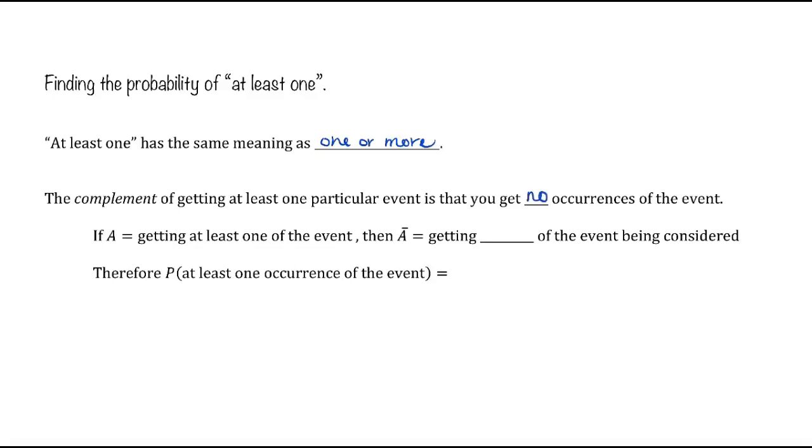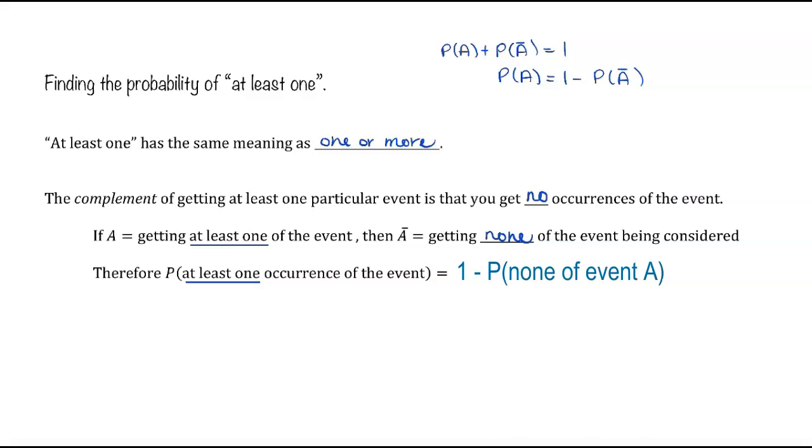If at least one includes one or more, then the only thing left for the complement is that the event doesn't happen at all. Let's add some notation to this. If A is equal to getting at least one of the event, then the complement of A is getting none of the event. We know that the probability of an event A plus the probability of its complement is equal to 1. And from this, we know that the probability of an event A is equal to 1 minus the probability of its complement. So the probability of A in this case, or at least one occurrence of the event, is equal to 1 minus the probability of getting none of the event A.